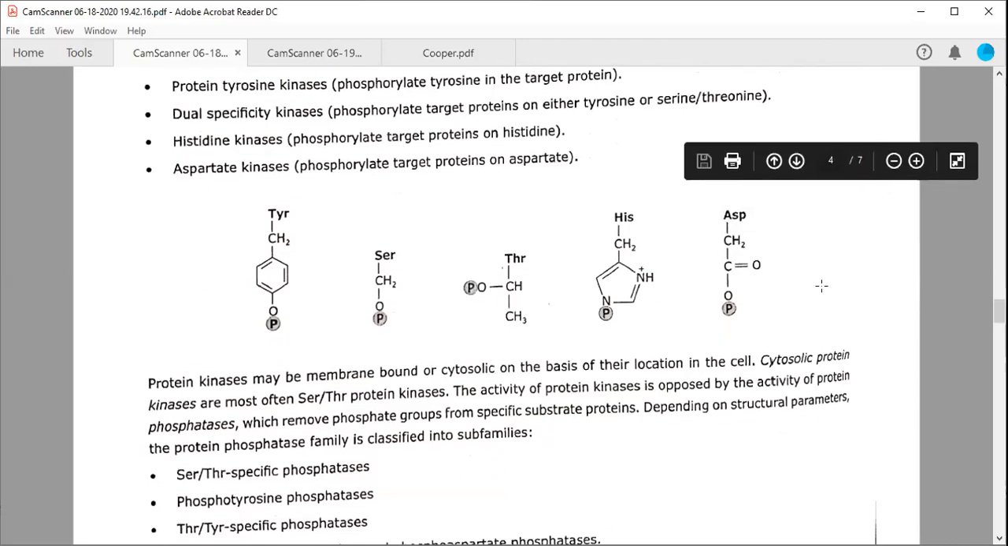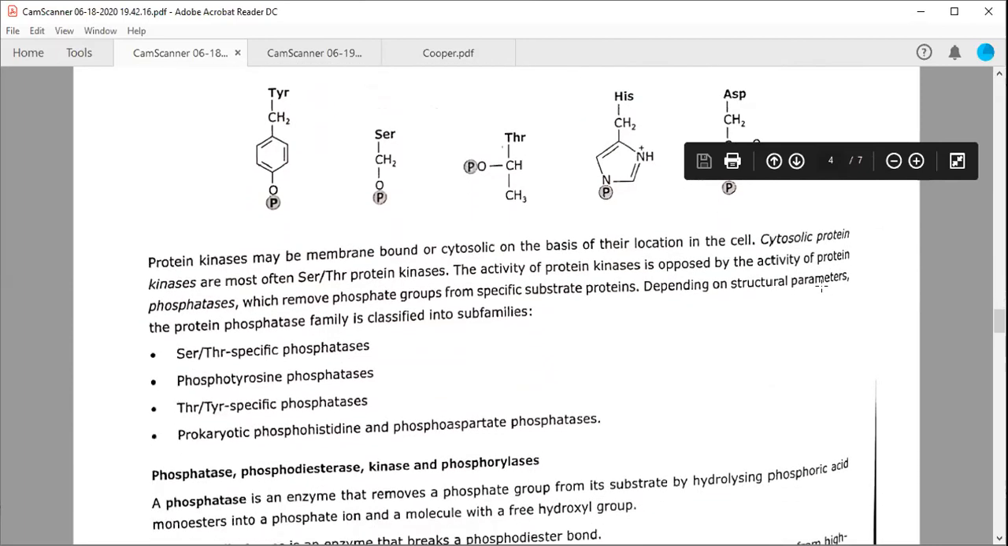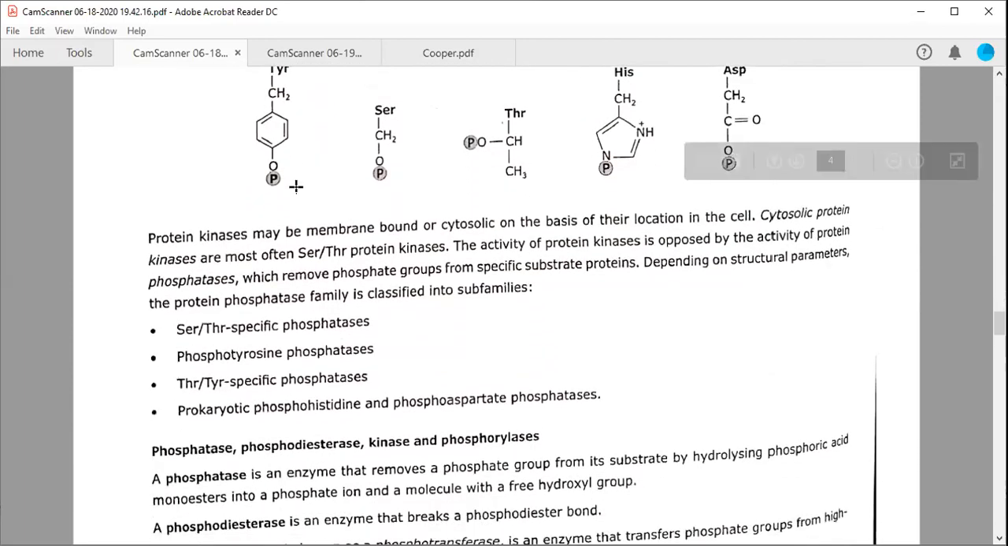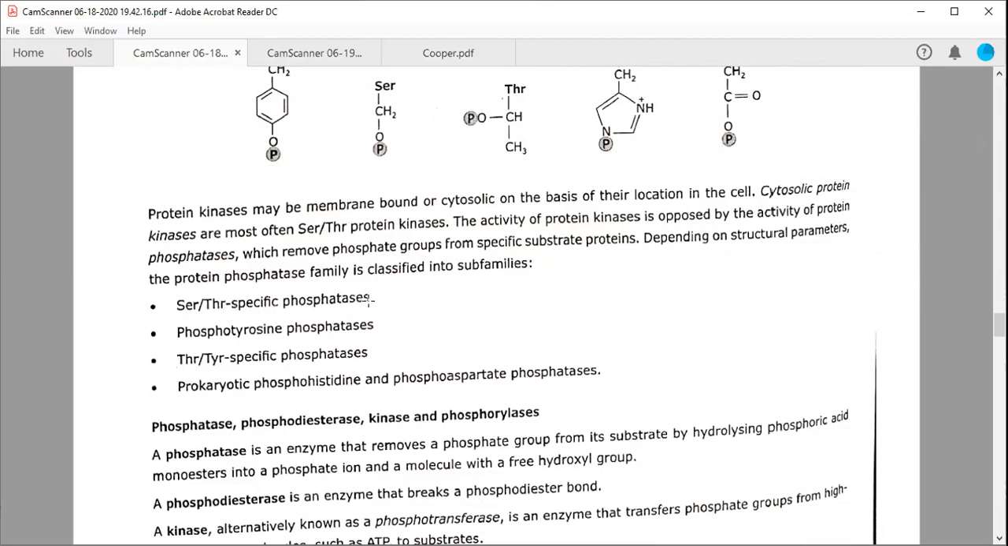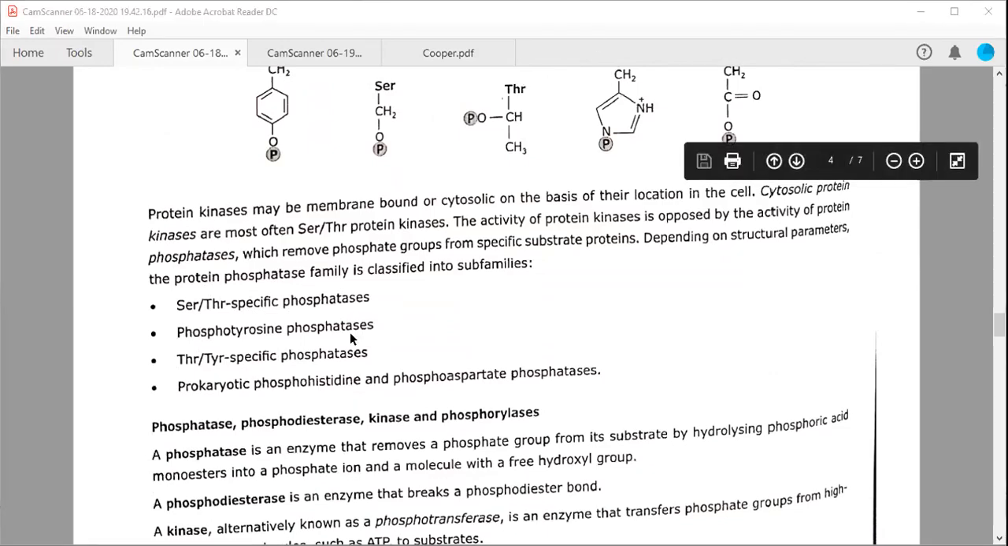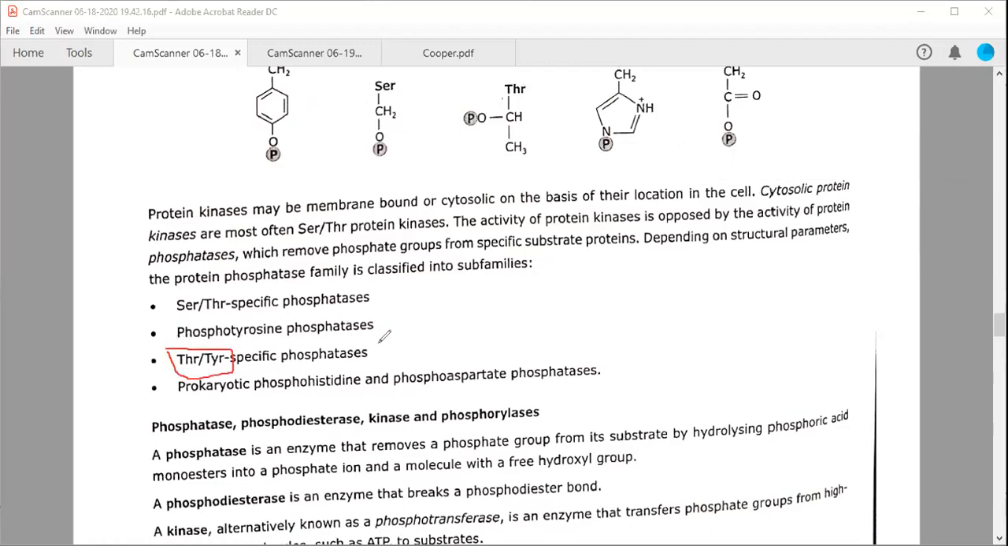Another thing I want to tell you in this class is that, because we know the function is opposite, kinases are opposed by phosphatases. Phosphatases have four families. Serine threonine specific phosphatases can remove the phosphate from these amino acids. Phosphotyrosine phosphatases are another family. There is another very important family, which are either threonine or tyrosine specific phosphatases, meaning they do not remove the phosphate from serine residues.